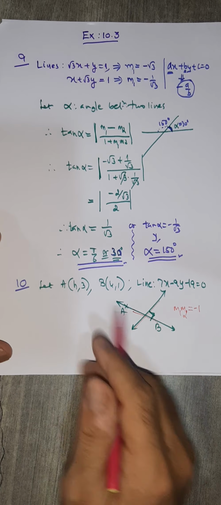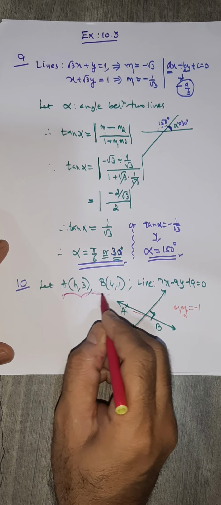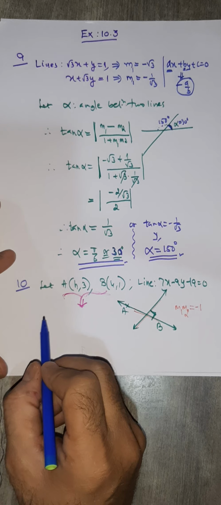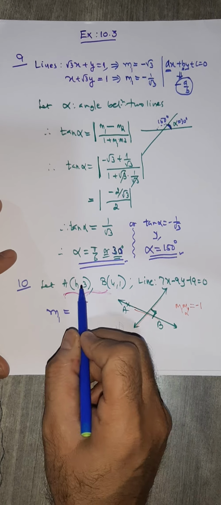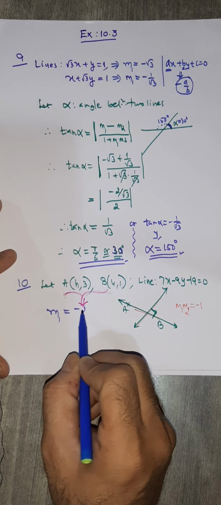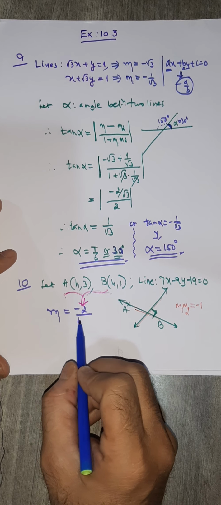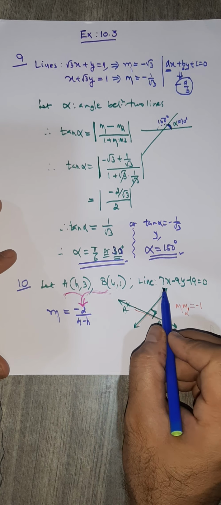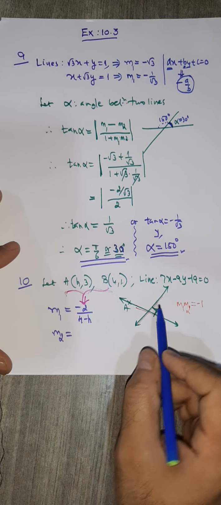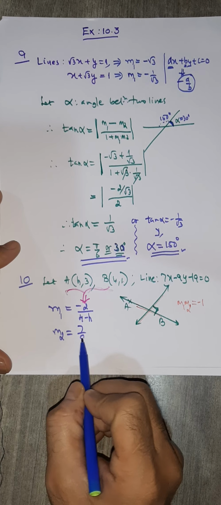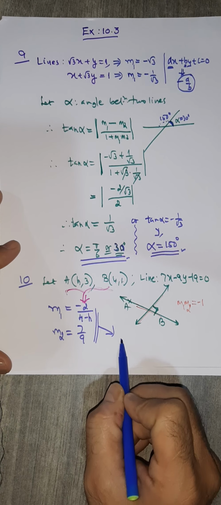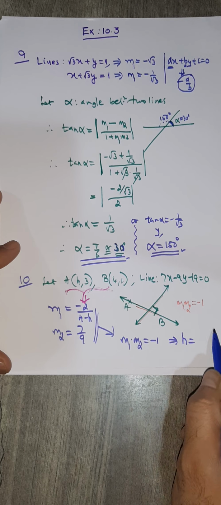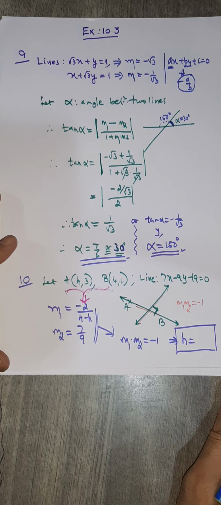So get the slope of this. You know how to get the slope of this one. How do we get the slope of this one? By which formula? Slope I'll call m1, y2 minus y1, so 1 minus 3 upon 4 minus h. What is the slope of the other line? Minus a by b, 7 by 9. Now use which concept? m1 into m2 equals to minus 1. So we'll get the value of h.